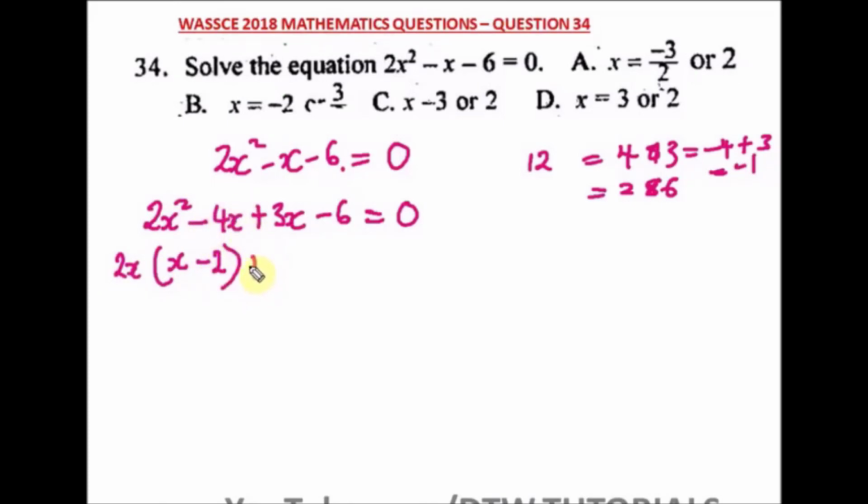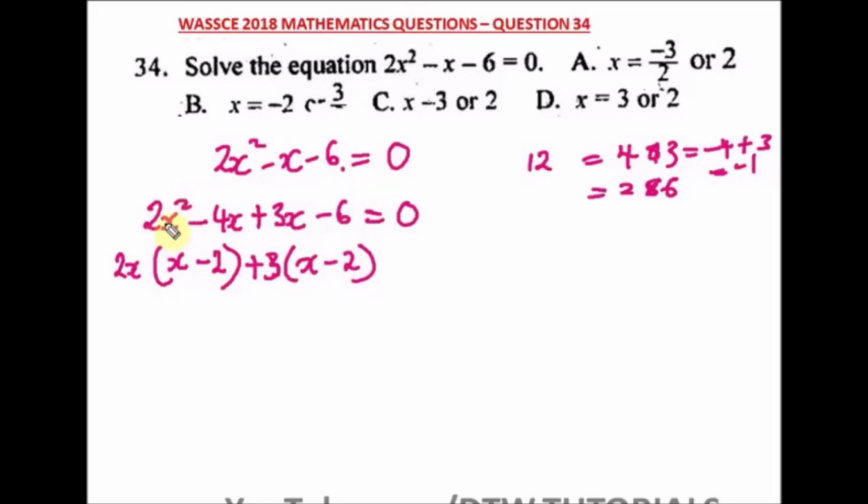Okay, let's drop down this positive here. What can we factorize out here? We can factorize a 3 out, and we are left with x minus 2. Okay, if you open up this bracket, you're going to get 3x minus 6. Is that not it? 3 times x will give us 3x, and 3 times minus 2 will give us a minus 6.